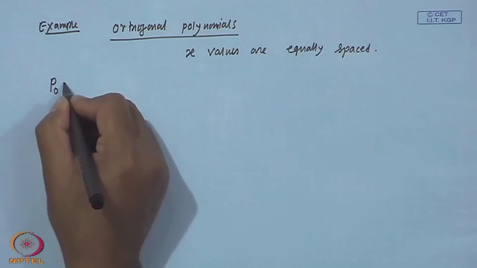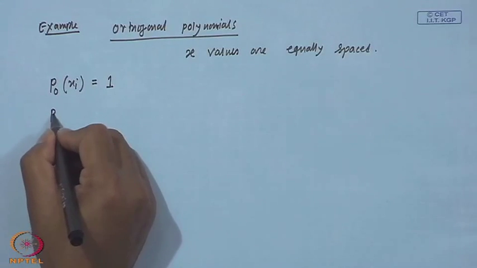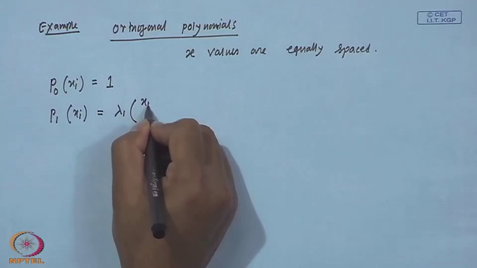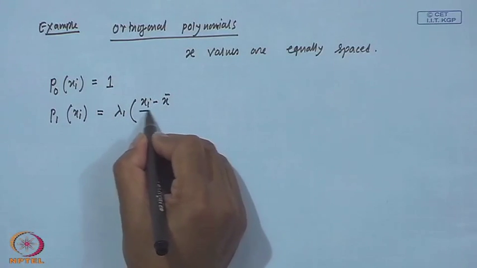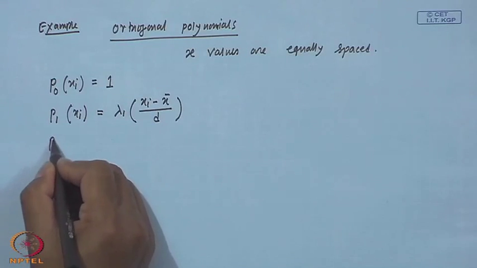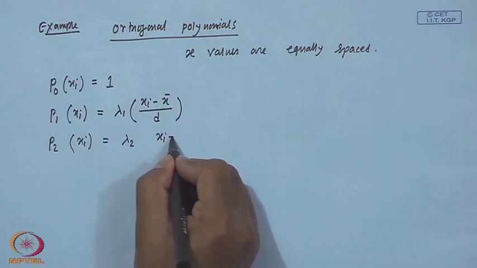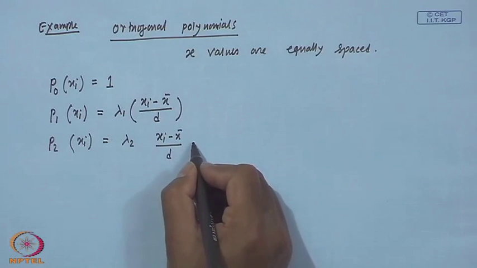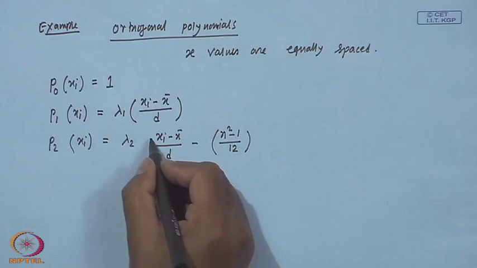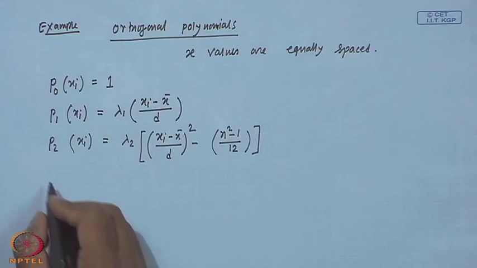Okay, so here the zeroth order polynomial P0(x_i) is equal to 1, P1(x_i) is equal to lambda 1 times (x_i minus x bar) by d. I will explain why they are orthogonal polynomials. P2(x_i) is equal to lambda 2 times [((x_i minus x bar) by d) squared minus (n squared minus 1) by 12]. This is of order 2, so this is the second order orthogonal polynomial.